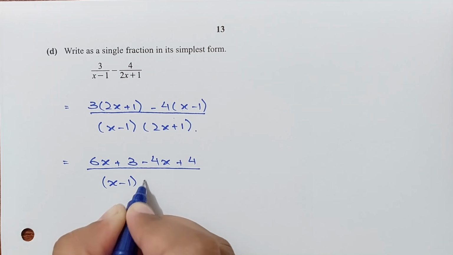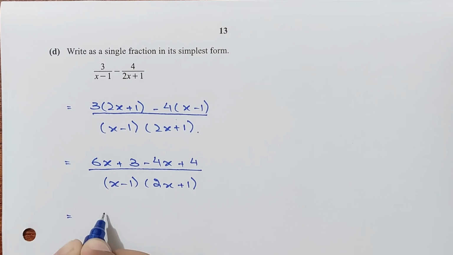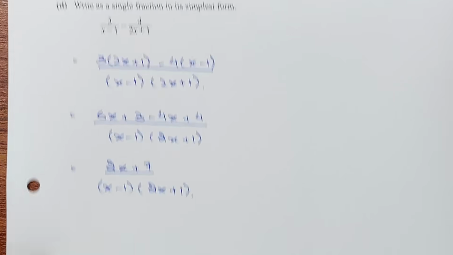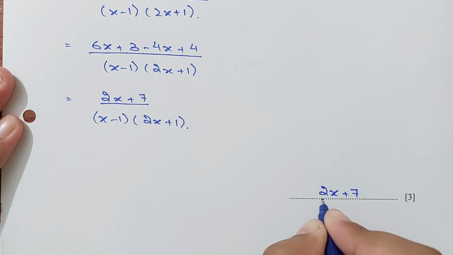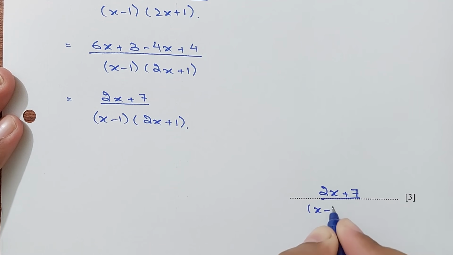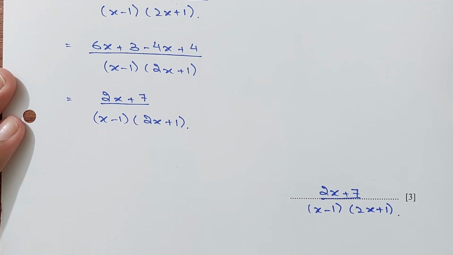You can keep the factors in the denominator, or you can multiply, both are okay. So this is 2x plus 7 over x minus 1 and 2x plus 1. This is the answer. Again, you can keep the factors or you can multiply and make a quadratic expression in the denominator, right?